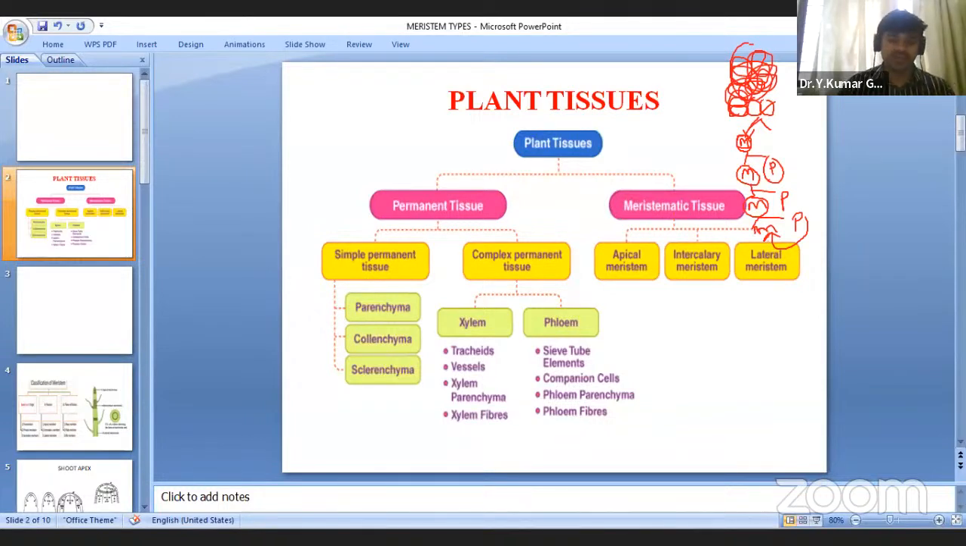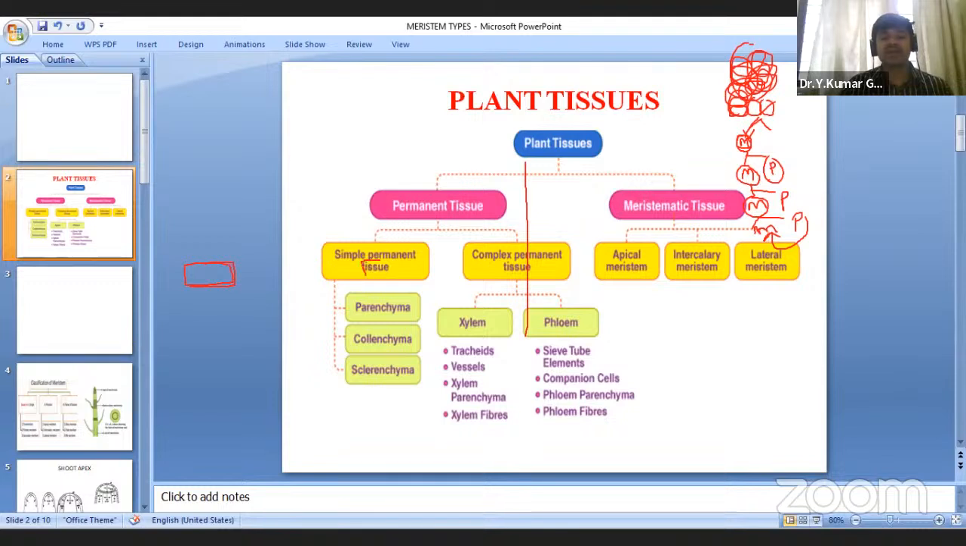Remember that also. The meristematic types are apical meristem, intercalary meristem and lateral meristem, based on position. I will clearly explain meristematic tissue later, as this is a very, very important long question. And permanent tissue is again simple and complex. What is the difference? Simple tissue has similar types of cells, similar in function and origin.